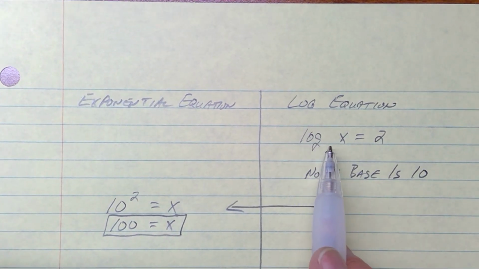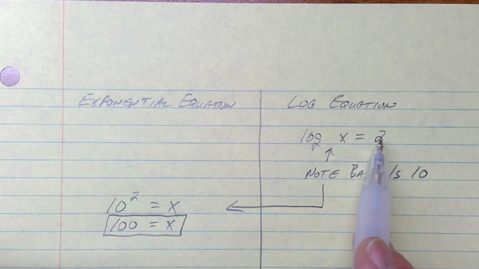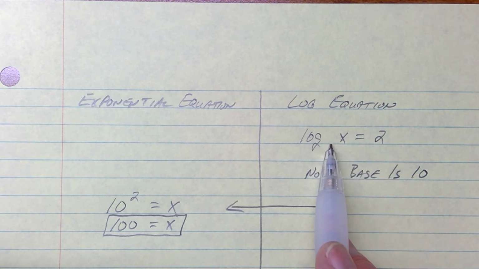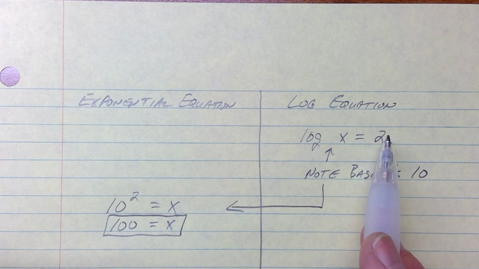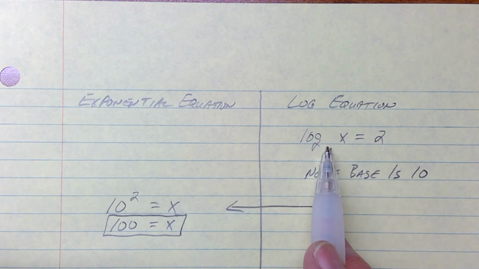All right, so given the log equation log x equals 2, I notice that there's not a base. So I understand that it's a common log, and that's base 10, and we're just too lazy to write it. So there's a 10 there. They told me what the exponent is. They said this 2 goes on that 10. This 2 goes on that invisible understood 10.